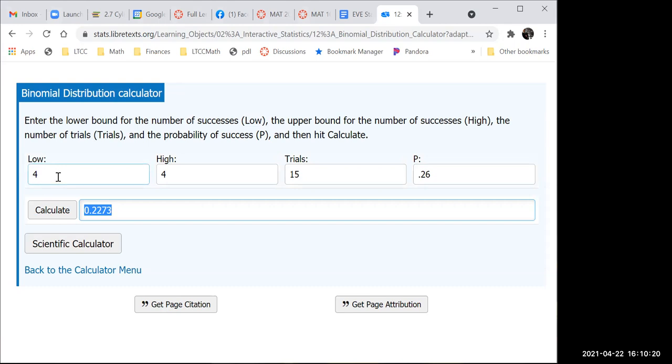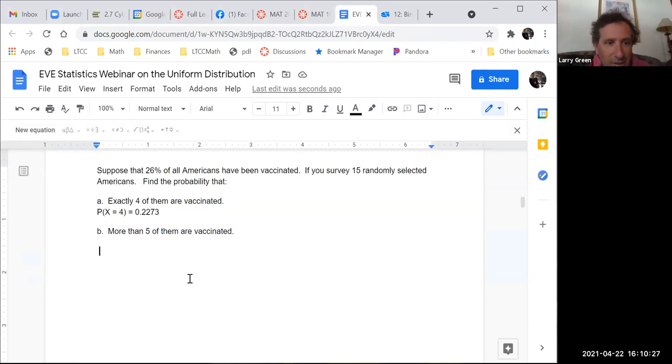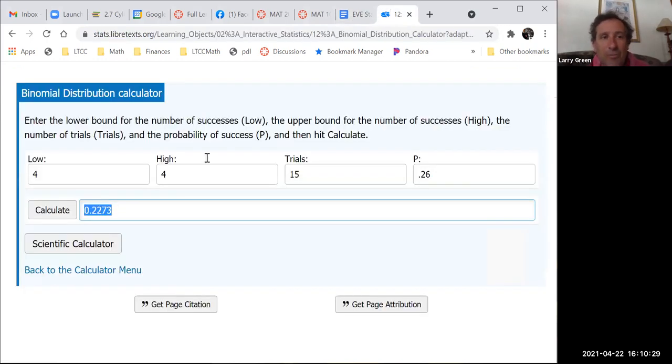Okay, is 5 more than 5? So we want more than 5. Is 5 more than 5? 6. Yeah, 5 is not more than 5. 6 is the lowest number that's more than 5. Any questions on that?